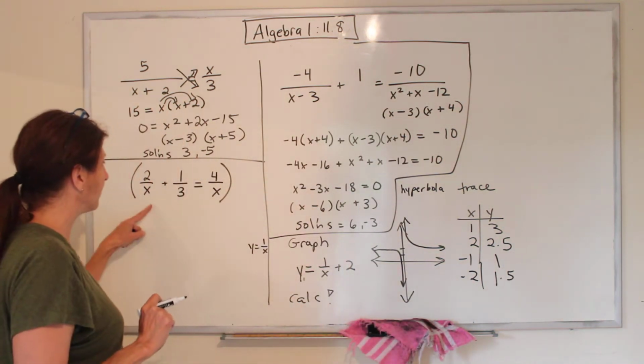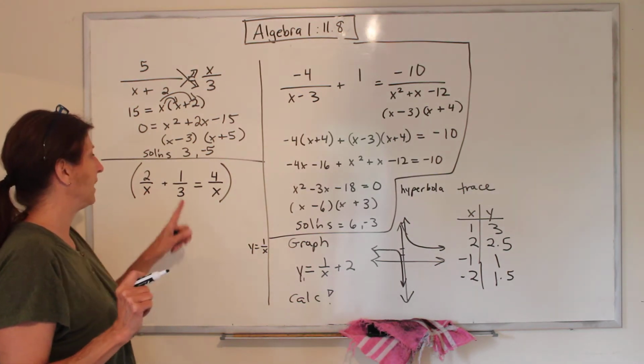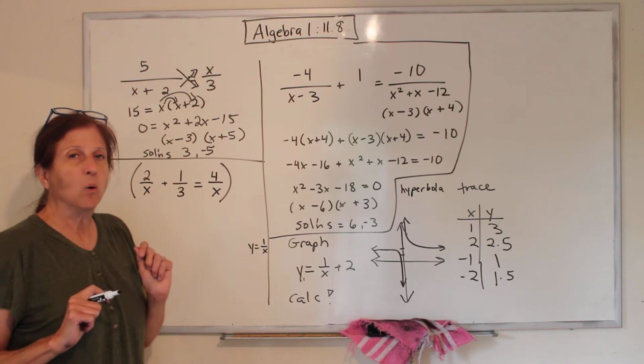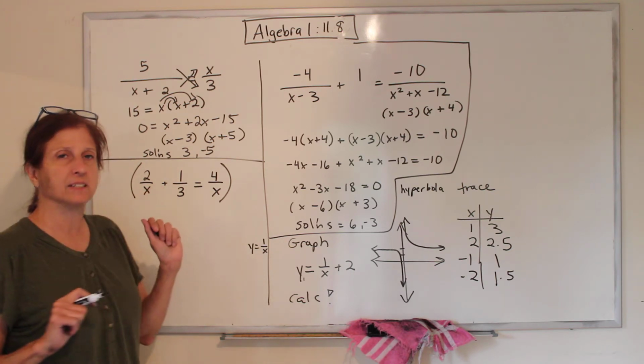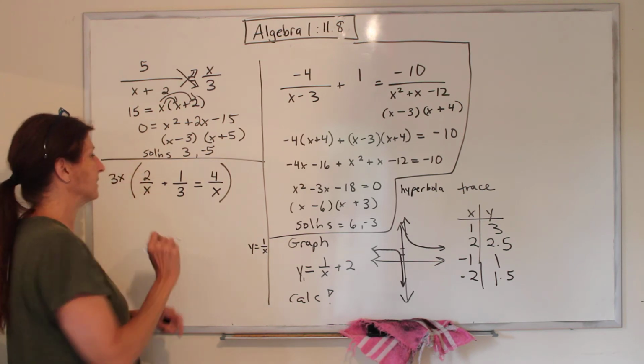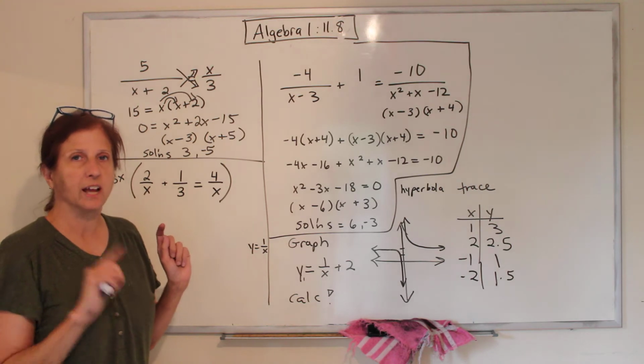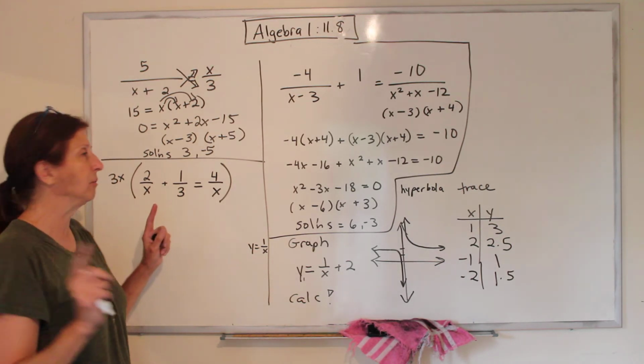So how I can get rid of the fractions is by doing the opposite. I have a divided by x and a divided by 3. What's the opposite of dividing by x and dividing by 3? Multiplying by 3 and x. And I can do it as long as what I do to one side, I do to the other. I do to the whole thing. Then it's legal in math.